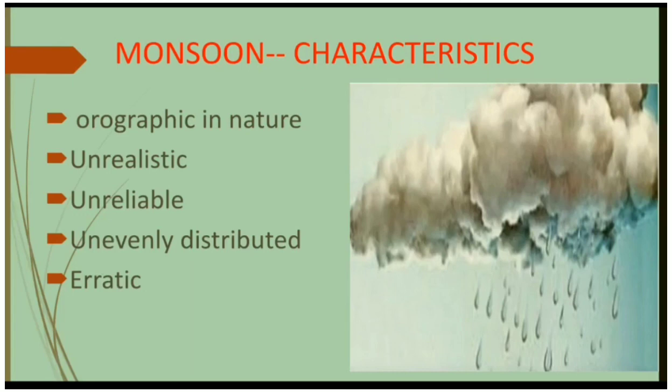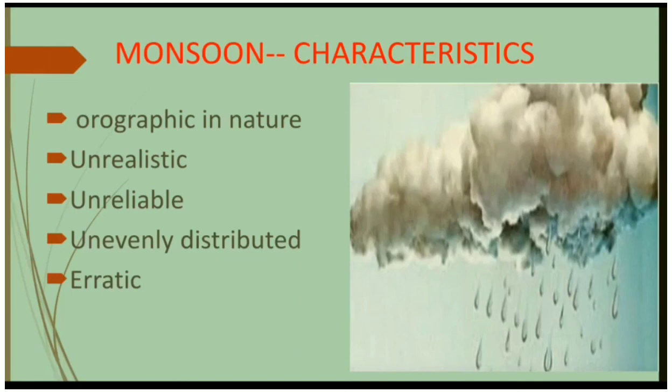Then it is unreliable, means we can't depend upon this. Why? Because sometimes it is early and sometimes it is late. Unevenly distributed. Now why is it unevenly distributed? Like the Mawsynram region receives approximately 1100 centimeters of rainfall, while the Thar desert receives less than 50 centimeters of rainfall, and the central part of the Deccan Plateau also receives less rainfall. So this is the uneven distribution.